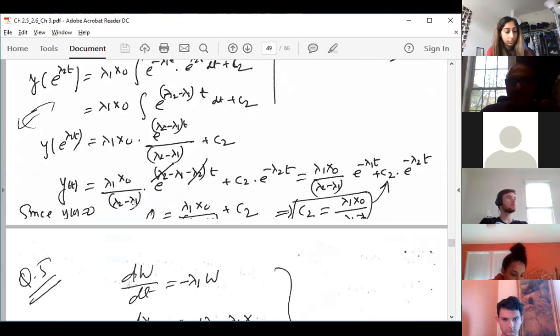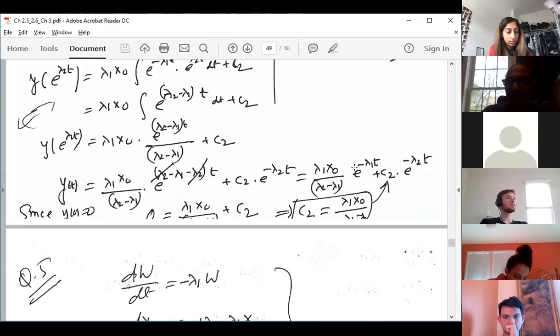So lambda 1 x0 over lambda 1 minus lambda 2 minus lambda 1, e to the power negative lambda 1t, and this one. Here we are given the initial condition y at 0 equal to 0. So when t equal to 0, y 0 equal to 0. So this is 0. This is 0. Right? And then when t equal to 0, this is 1. This is 1. So I'm getting c2 equal to this one.